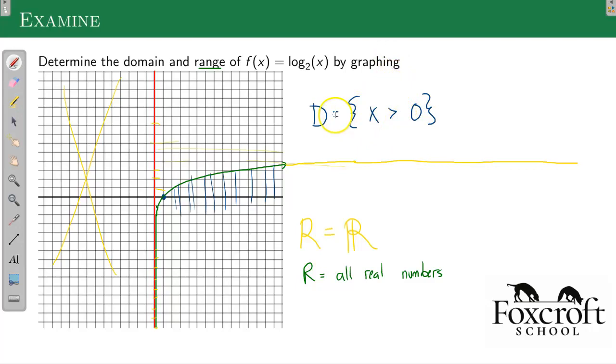So for a general logarithm, the domain is everything that's bigger than 0. The range is always going to be all real numbers. And again, I could always create a logarithm whose range isn't all real numbers, but for the ones you'll be dealing with in this class, the range is all real numbers.